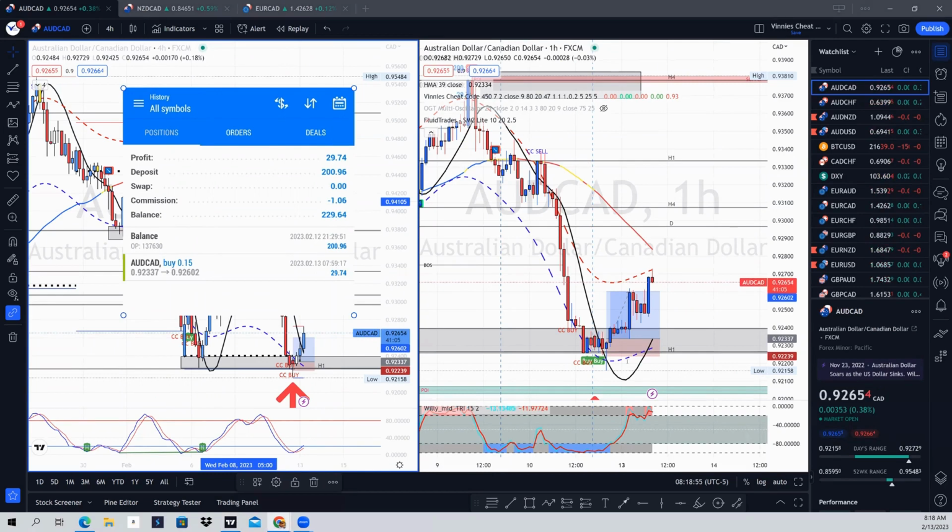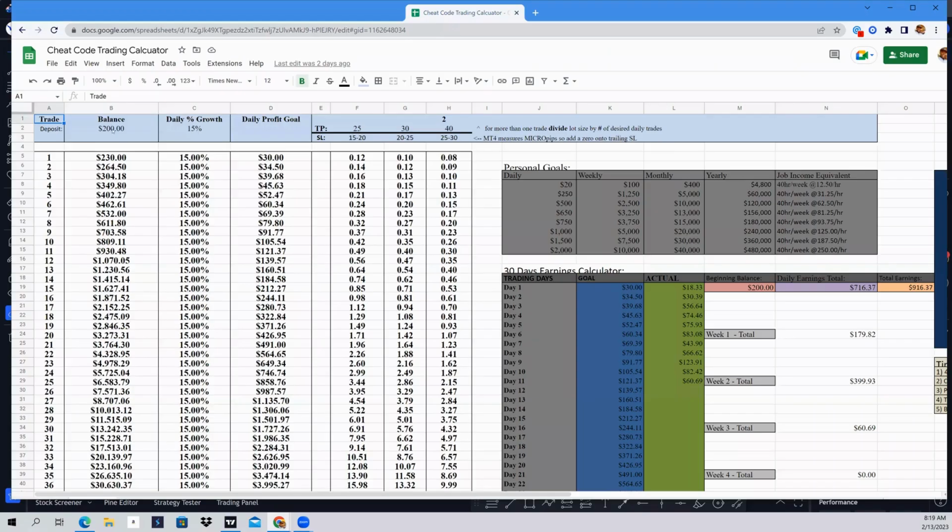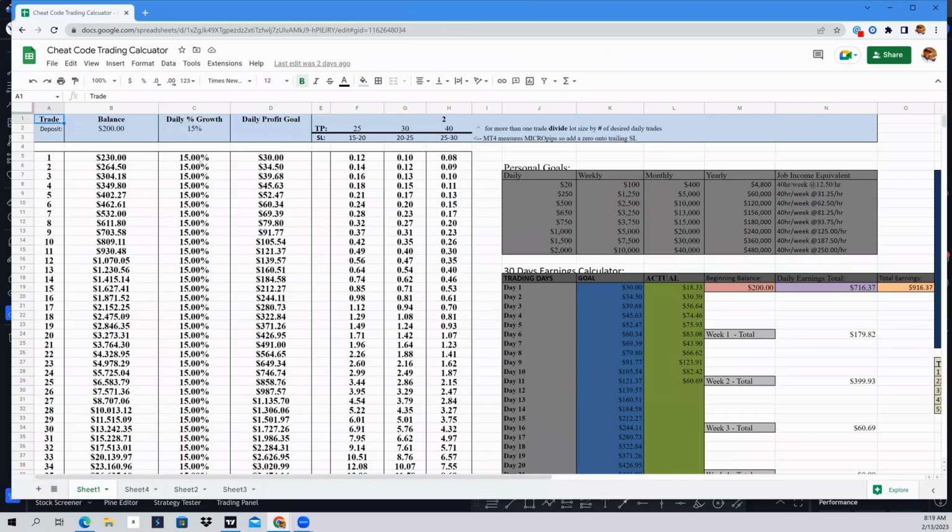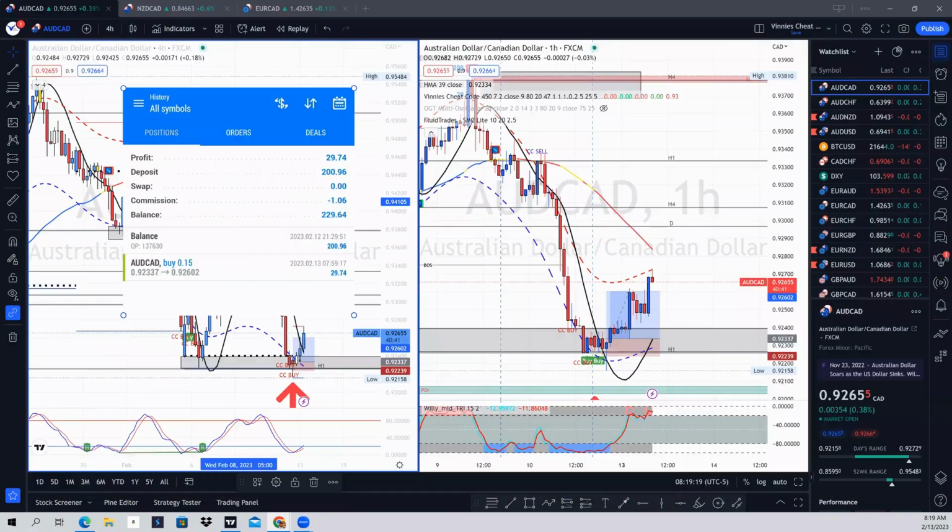So here is the trading calculator. $200 balance. Daily growth was 15%. I use a little bigger lot size, 1.5 instead of 1.2. And I was shooting for $30. So I'm happy. I'm content with that. I got $29.74 with some fees and things like that, but that's totally fine. But just to show you guys, this strategy does work, okay?